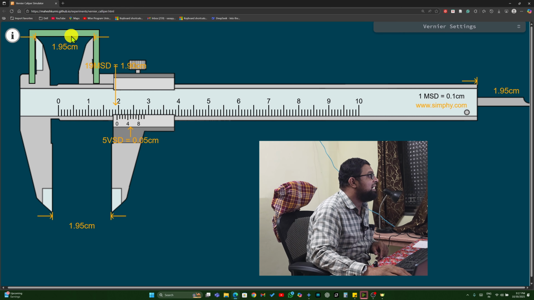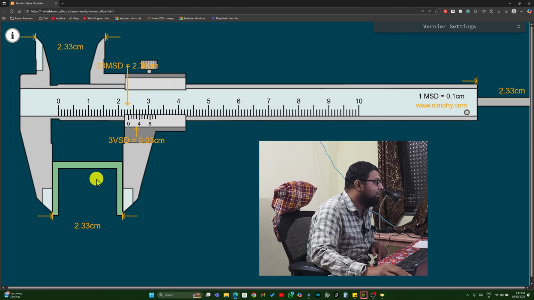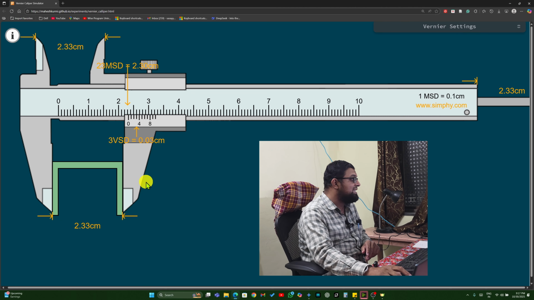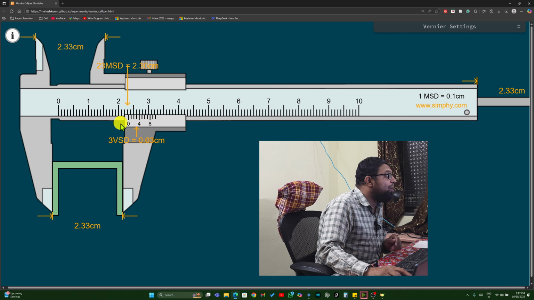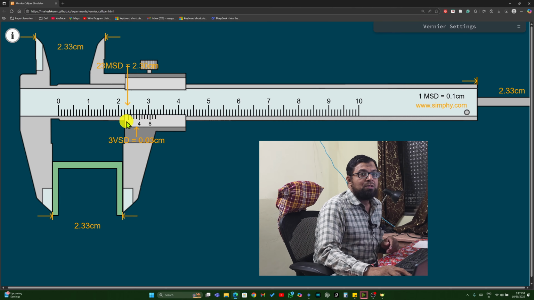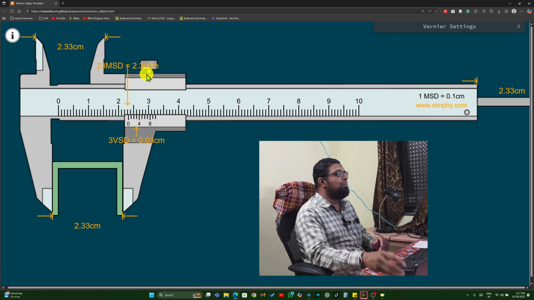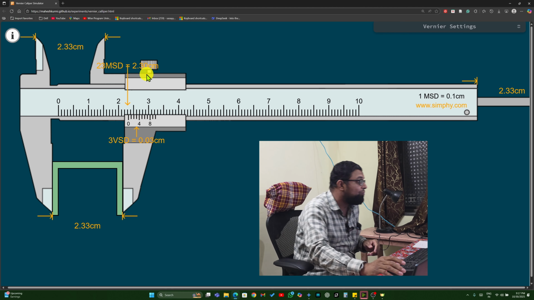Now we will measure the external dimension of this object. So I will just keep this object over here now. Yeah. So I had kept this object over here. Now we will see what is the main scale reading. So just before the zero of vernier scale, we have 2.30. So therefore our main scale reading is 2.30 centimeter.